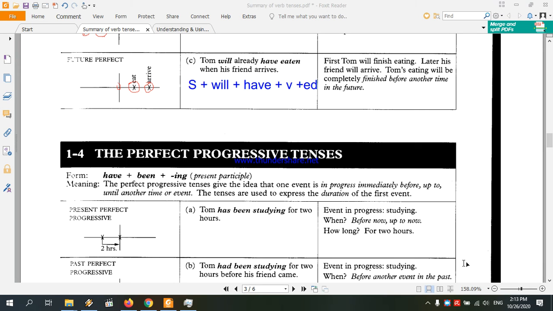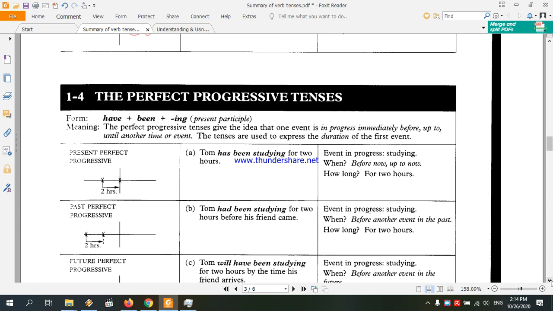Alright, next we're going to talk about the perfect progressive tenses. The perfect progressive tenses are used in a similar way to the perfect tenses. However, they're used to express or emphasize the fact that the action or the verb was progressive, or to express or emphasize the duration of the first event. So, the perfect progressive tenses give the idea that one event is in progress immediately before or up to or until another time or event. They are used to express the duration of the first event.